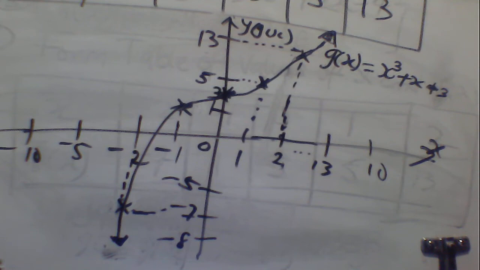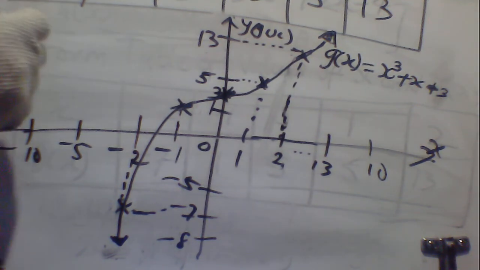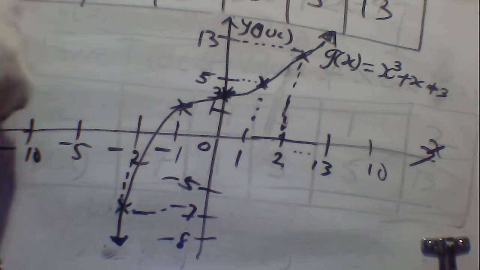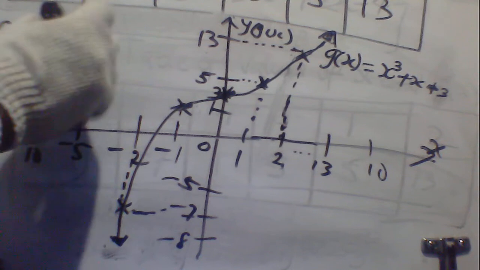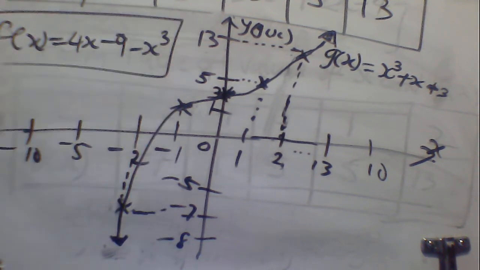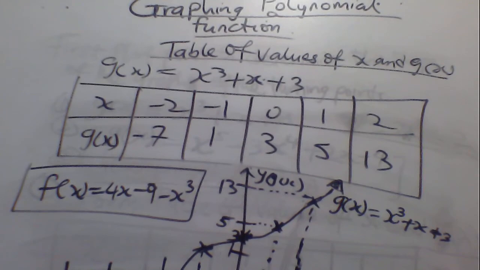Can we proceed? Please do this one. If you have any question, you ask me. Let me provide a solution for you. f of x is equal to 4x minus 9 minus x raised to power 3. Do it quickly. If you have any question, then I will provide the answer for you. Can we proceed? We are coming to an end of the lesson.